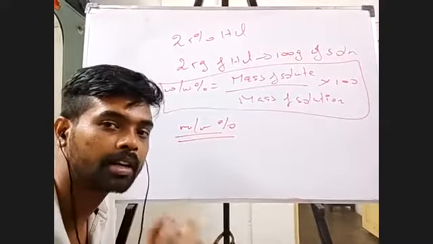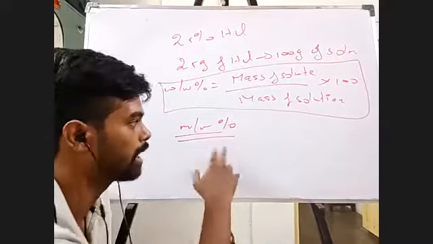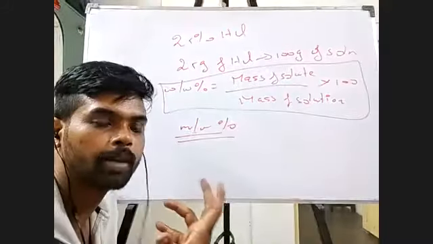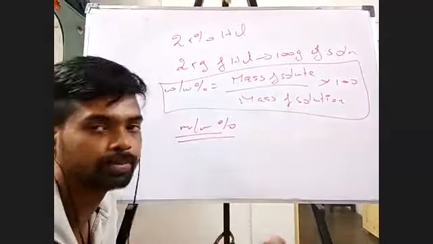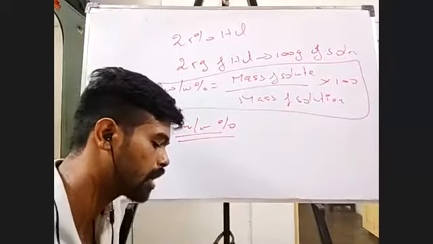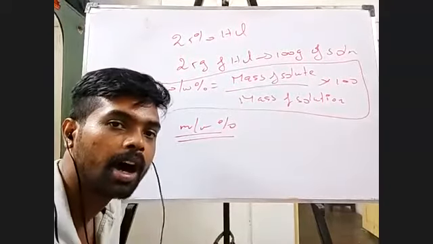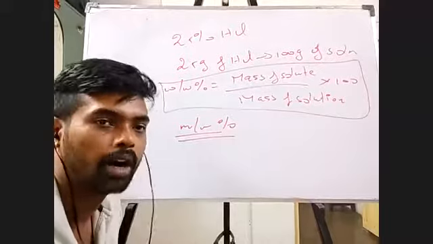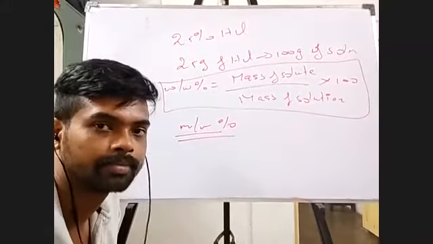Last time it was 100 grams of solution. Now it is mass by volume. So we are going to speak with respect to volume of the solution. So it is the mass of solute present in 100 ml of the solution. Understood? So now very simple.